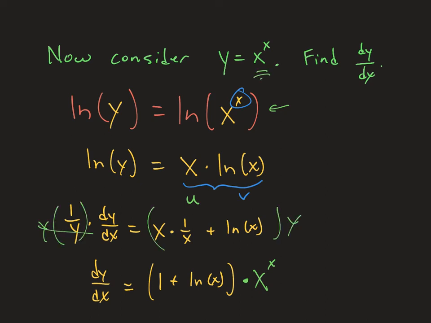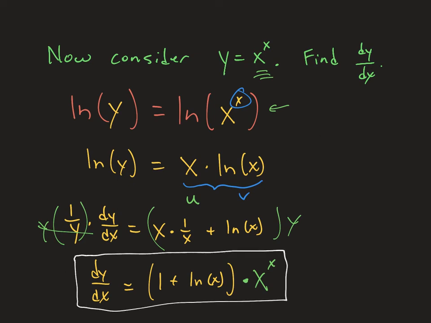And I used this version of y. So this thing down here is our derivative of x to the x. It's 1 plus natural log of x, that quantity, times x to the x. And the key to finding this derivative was logarithmic differentiation, which we did here in the first step.